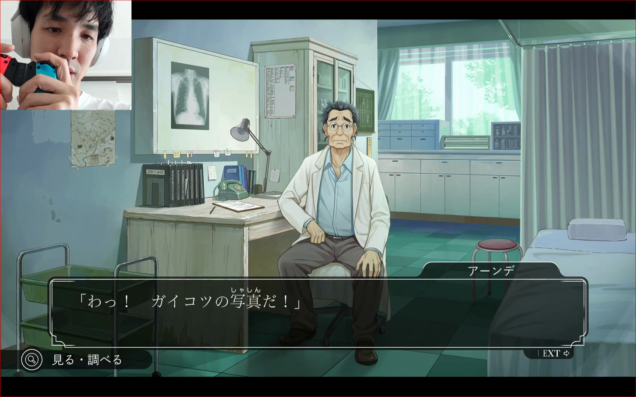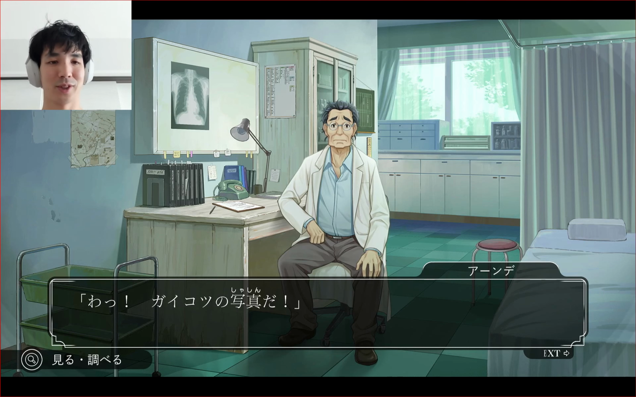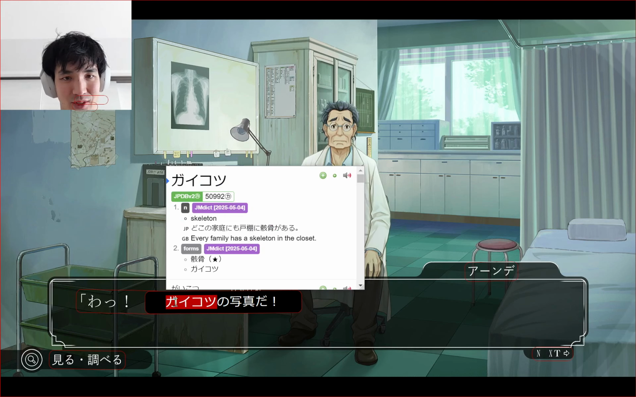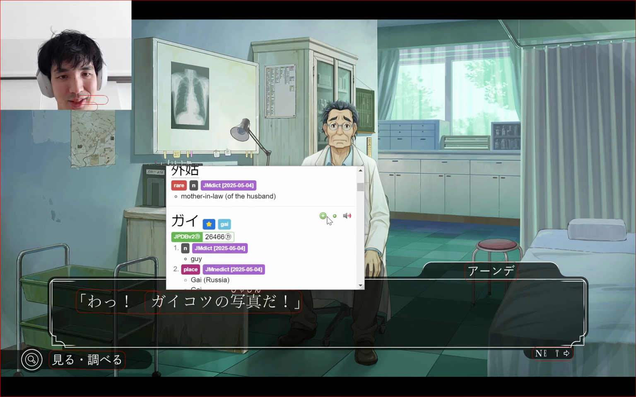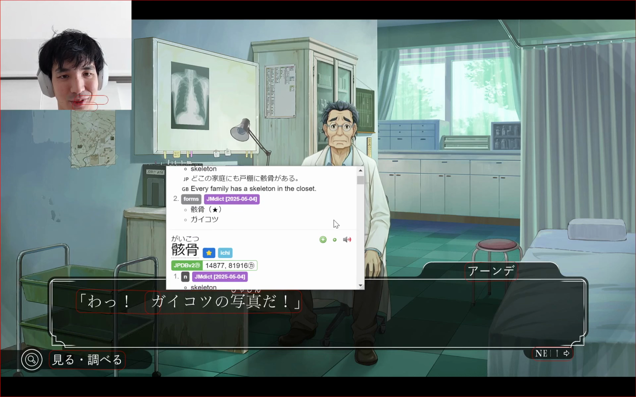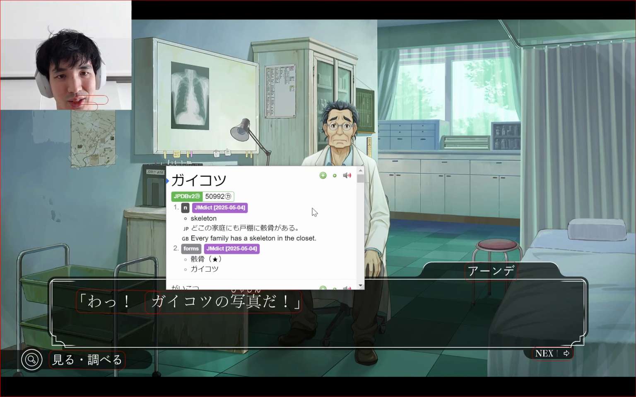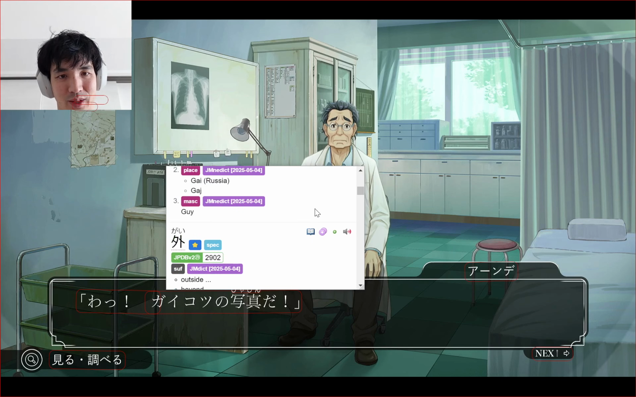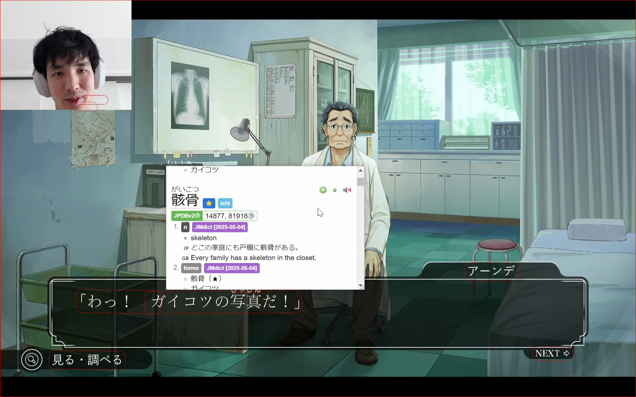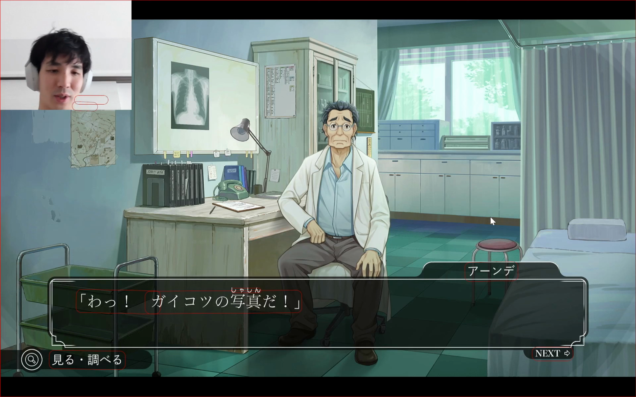骸骨の写真だ。骸骨. Why are you so surprised? What does it mean? Oh, 骸骨. This is how you say skeleton? I thought there was a different word. 骸骨. Yeah. Okay, I'm gonna learn the one with the kanji. 骸骨の写真だ. Wow, that shouldn't be surprising.